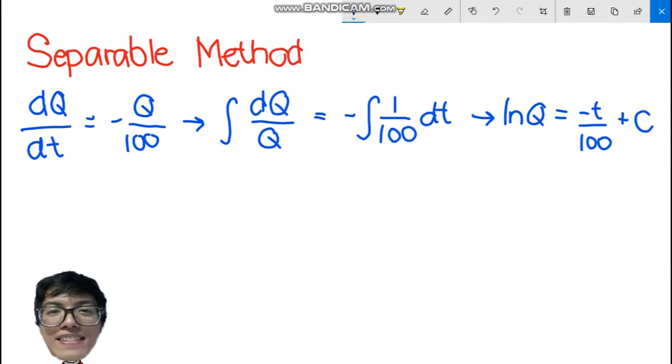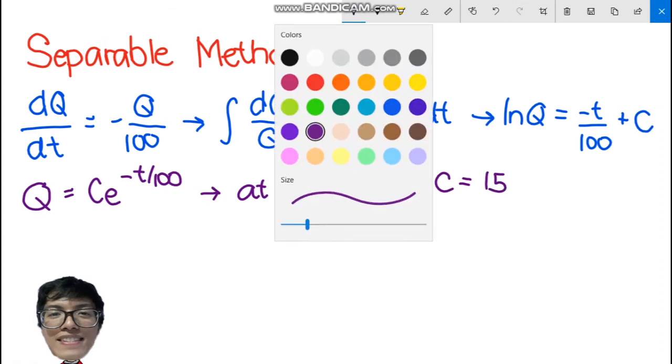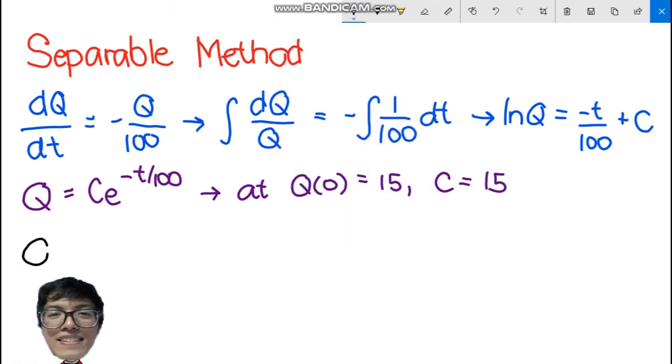And given the initial value that was given by the problem, at t equals 0, Q is equal to 15 kilograms. Here we can see that at 0, e will be raised to 0, so it will be equal to 1, Q will be 15, and C will be equal to 15. So our final equation will be 15e raised to negative t over 100.